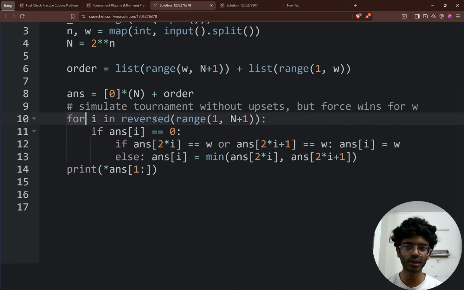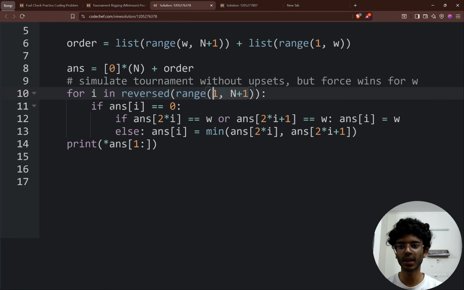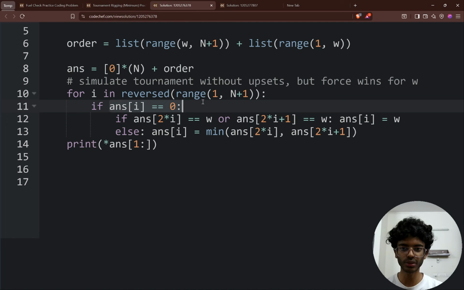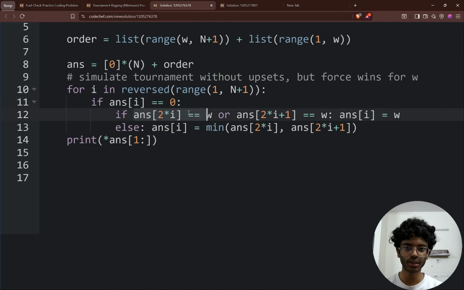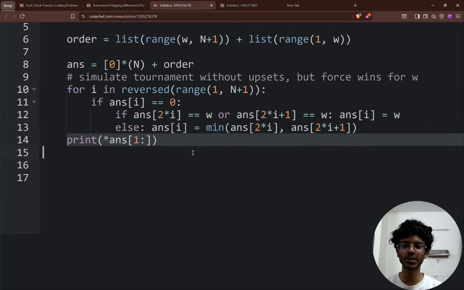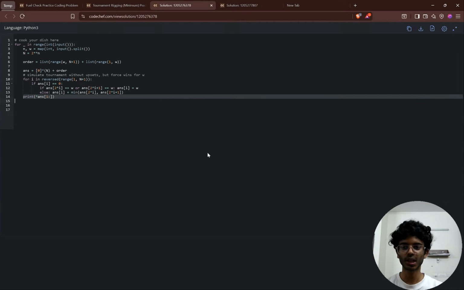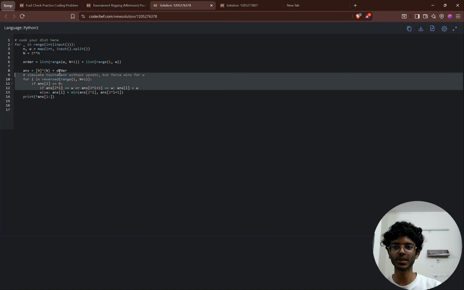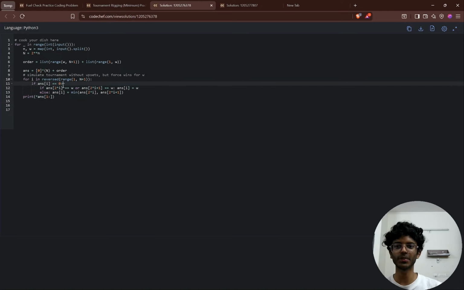Then we'll run a loop from n to 1. And for each element, if answer of I is equal to 0, then if either the left child is equal to W or the right child is equal to W, we'll just assign the current person to be W. Otherwise, we'll just set it to be the minimum of both the elements, and in the end, we'll just simply print our answer. Again, the time complexity would be 2 raised to the power n plus 1 because we're just running a loop of that much size. And yeah, that's pretty much the whole solution.